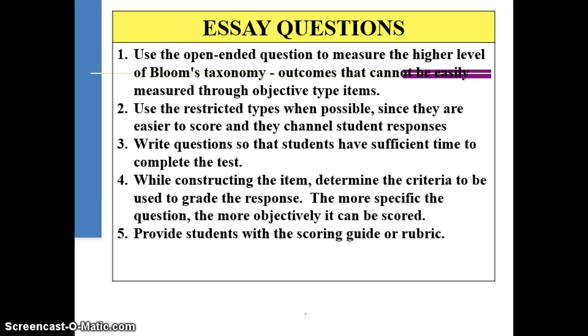Number 2, use the restricted type when possible, since they are easy to score and they channel student responses. 3, write questions so that students have sufficient time to complete the test. 4, while constructing the item, determine the criteria to be used to grade.